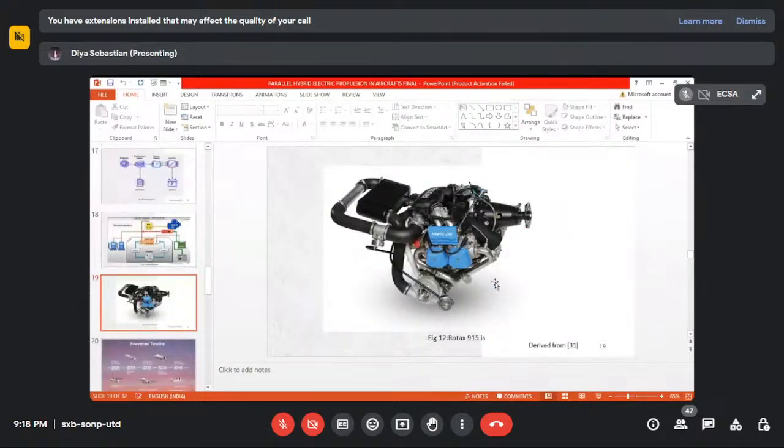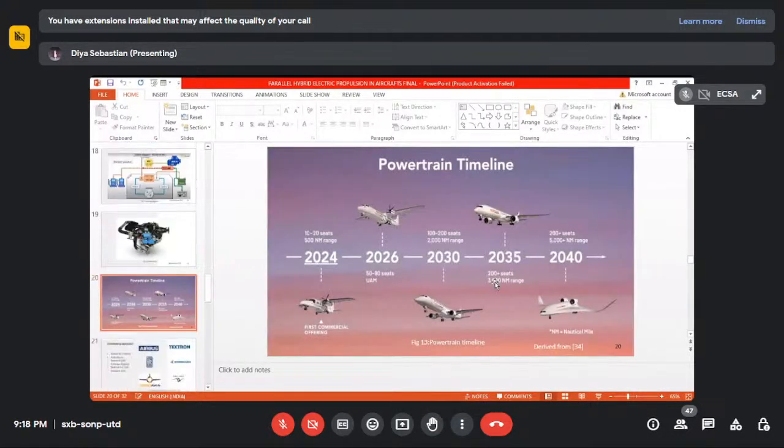So this is the Rotax 915 iS engine. This is the powertrain timeline put forward by Ampaire. From that powertrain timeline, we could understand that by 2040 to 2050, we are expecting 200-plus seat, 5,000-plus nautical mile range hybrid aircraft to be released into the aviation airline industry.